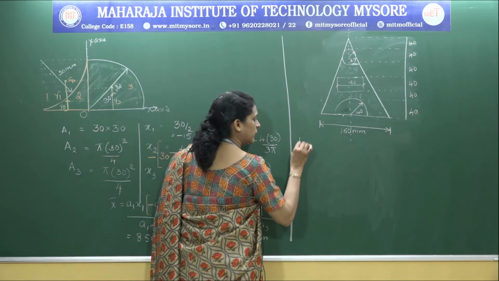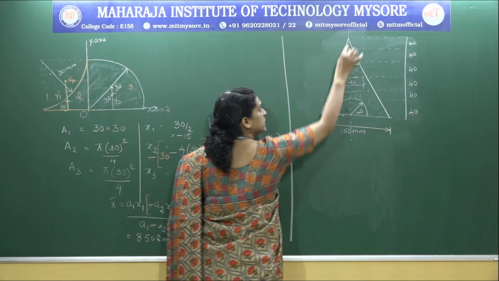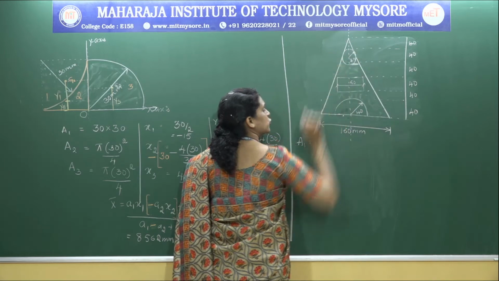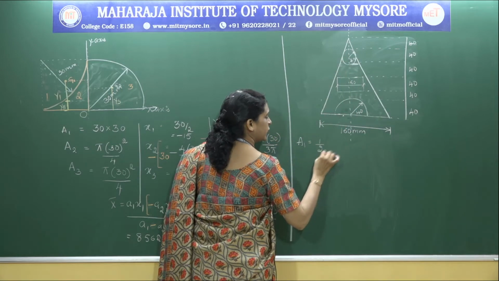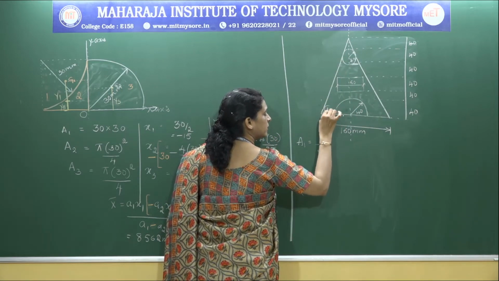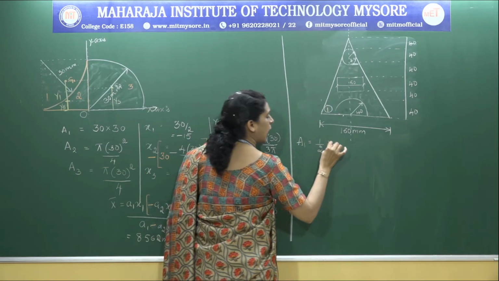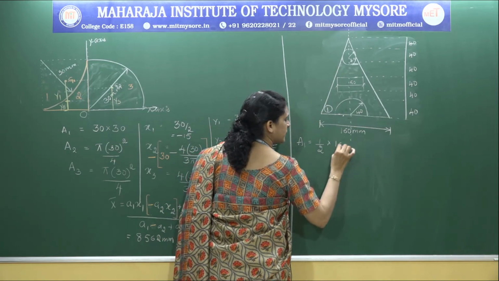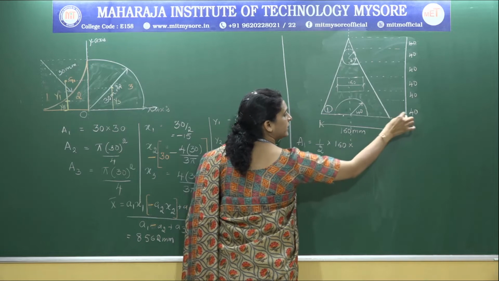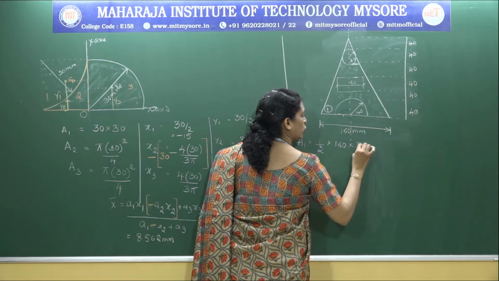So now the area of the first basic shape, that is the triangle. Triangle is the first area. Half into base is 160 into height is 240.